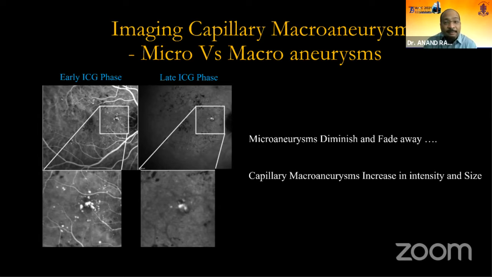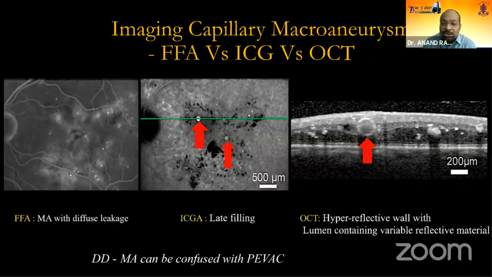Distinguishing FFA, ICG, and OCT. FFA is not really useful. There's a diffuse leakage which kind of camouflages this. ICG, you saw, beautiful filling. And OCT shows a hyperreflective wall with lumen containing variable reflective material.